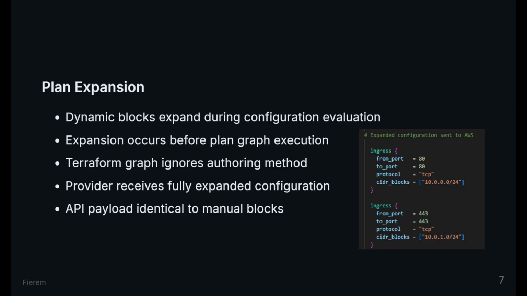Terraform expands dynamic blocks during configuration evaluation. The generated nested blocks become part of the final resource configuration before the plan graph is executed. Terraform's graph does not track how a block was authored. Once expanded, the provider receives the same exact API payload it would receive from manually written blocks.